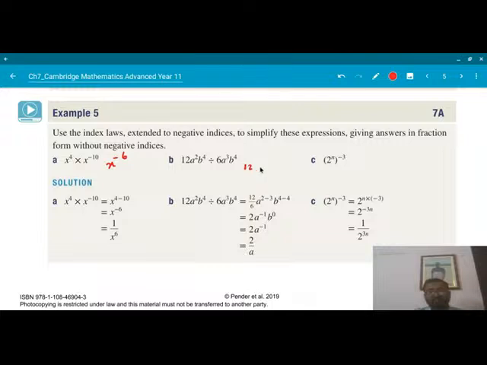It is 12 a square b power 4 by 6 a cube b power 4. So 12 by 6 gives 2, b power 4 by b power 4 cancels out, and it becomes 1 by a, or a power minus 1. It's 2 by a, or 2 into a power minus 1. It is 2 power n into, it's a power of power rule, 2 power n into minus 3. It becomes 2 power minus 3n, and it becomes 1 by 2 power 3n. So this is the case.